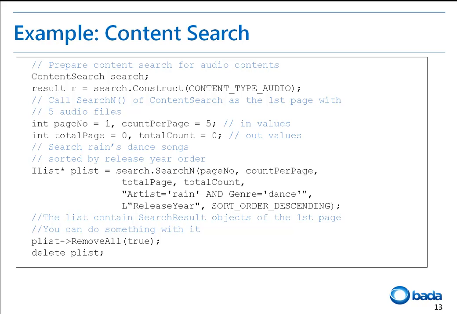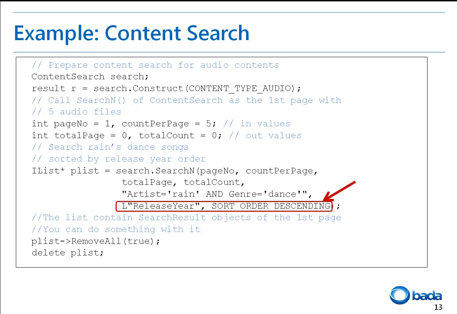Now, we're going to call the search_n API of the content search class instance. The query says, list all audio files where the artist is Rain and the genre is dance. The last two variables mean sort the searched files in descending order of their released year.